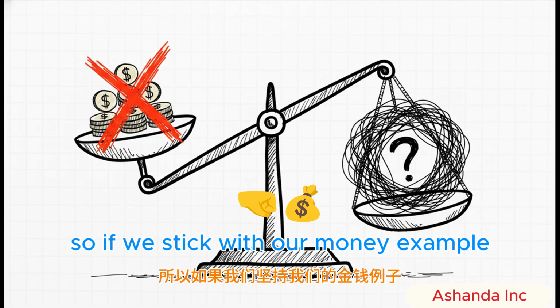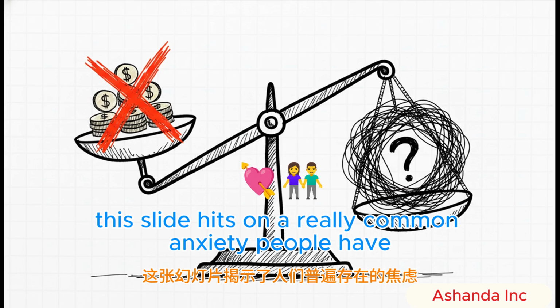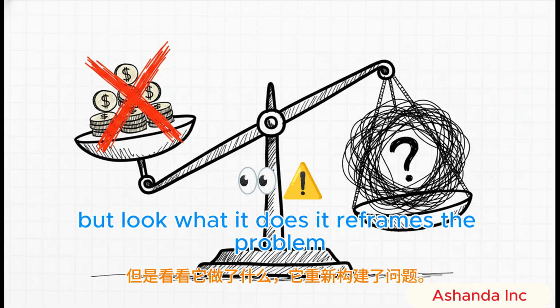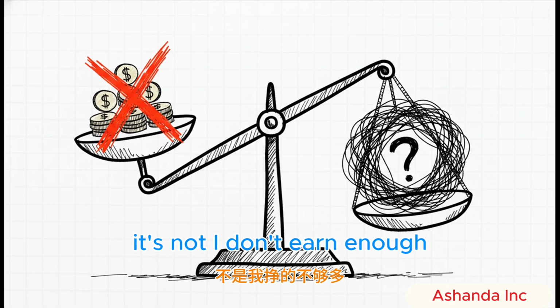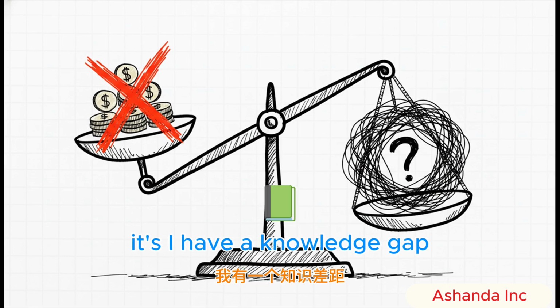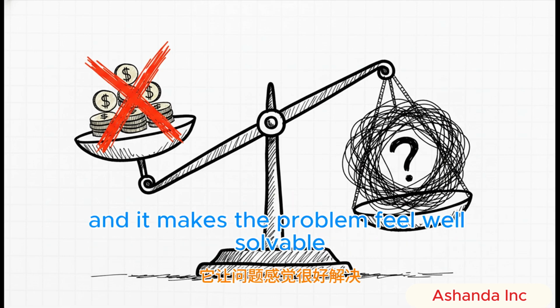So if we stick with our money example, this slide hits on a really common anxiety people have. But look what it does. It reframes the problem. It's not, I don't earn enough, it's, I have a knowledge gap. That makes people feel understood, and it makes the problem feel solvable.